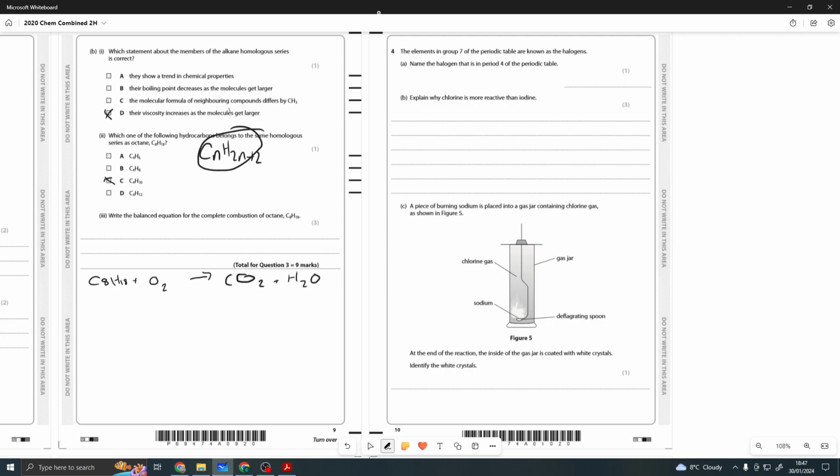Now, let's throw some balancing in there really quickly. Now, you've got 8 carbons over here. So let's do 8 carbons on the right. You've got 18 over here. So you're going to go 9 H2O. You've then got to do some maths, some adding up. So 8 times 2, obviously, is 16. 9 times 1 is 9, 16 plus 9 is 25. So that means we need 25 oxygens on this side.